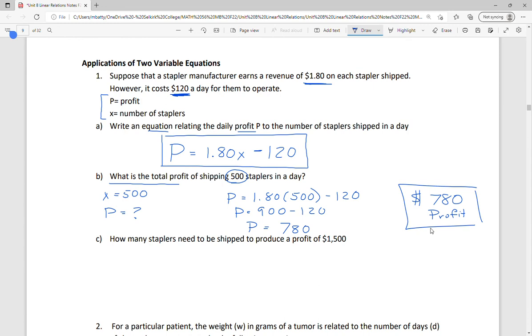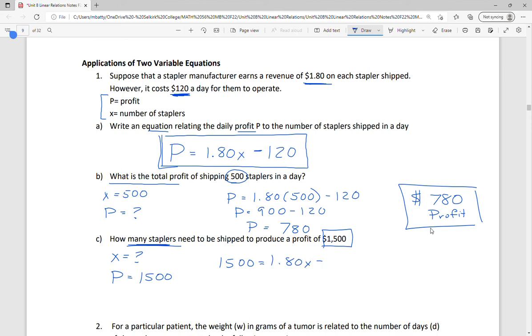So two variable equations can work two different ways. This one says maybe you have rent to pay or a credit card to pay off or something. You need to generate $1,500. How many staplers are you going to have to ship on that day in order to make $1,500? So x is a question mark, right? That's what we're looking for, how many staplers, if our profit is $1,500. So let's take that equation, and what we're going to do is sub in what we know, this time 1,500 for the P.